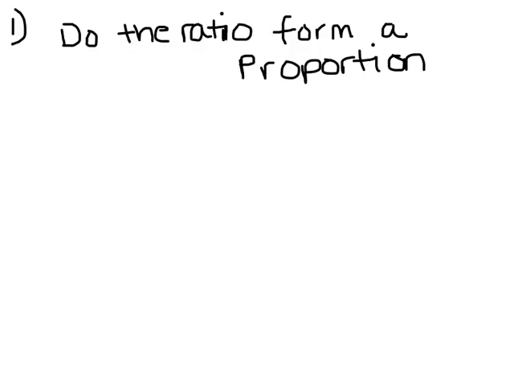In example 1, we'll be trying to determine, do the ratios form a proportion? So if we're given two ratios, for example 4/5 and 24/30, if we want to find out if these ratios form a proportion, what we can do is put both of the ratios into simplest form, or reduce both ratios. Our first ratio, 4/5, is simplified.